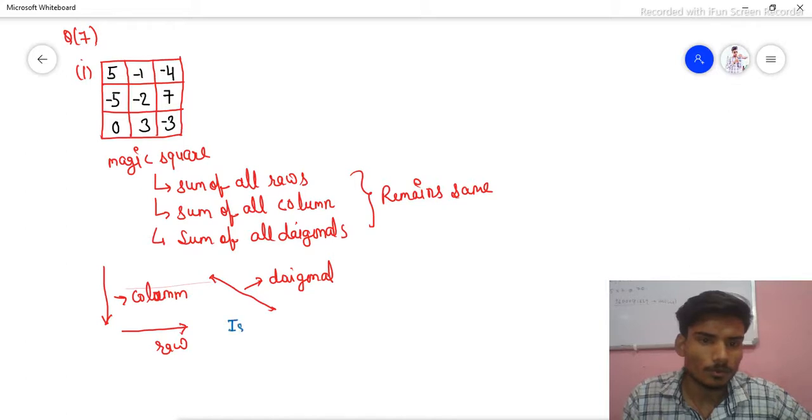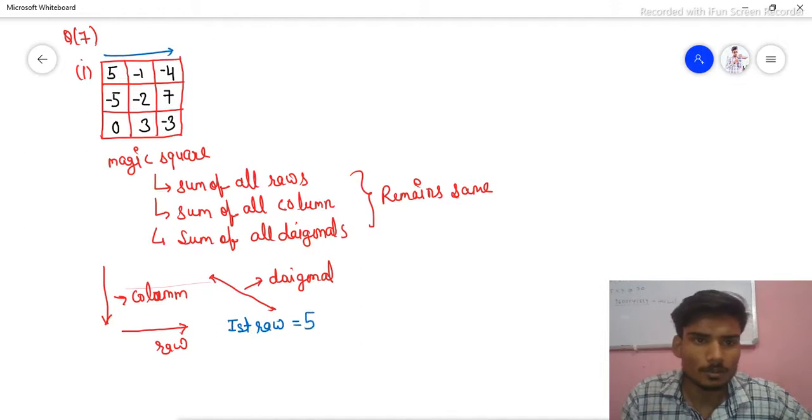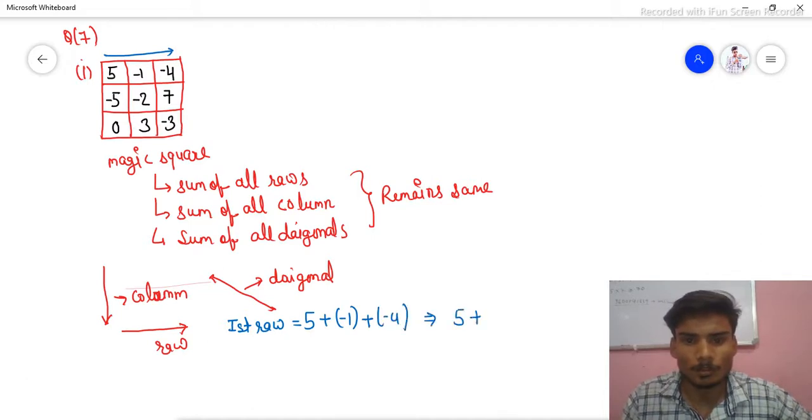First row, the sum along the first row, meaning this row, that is 5 plus minus 1 plus minus 4. So 5 plus minus 1 and minus 4 will be minus 5, plus 5 and minus 5, it will be 0.